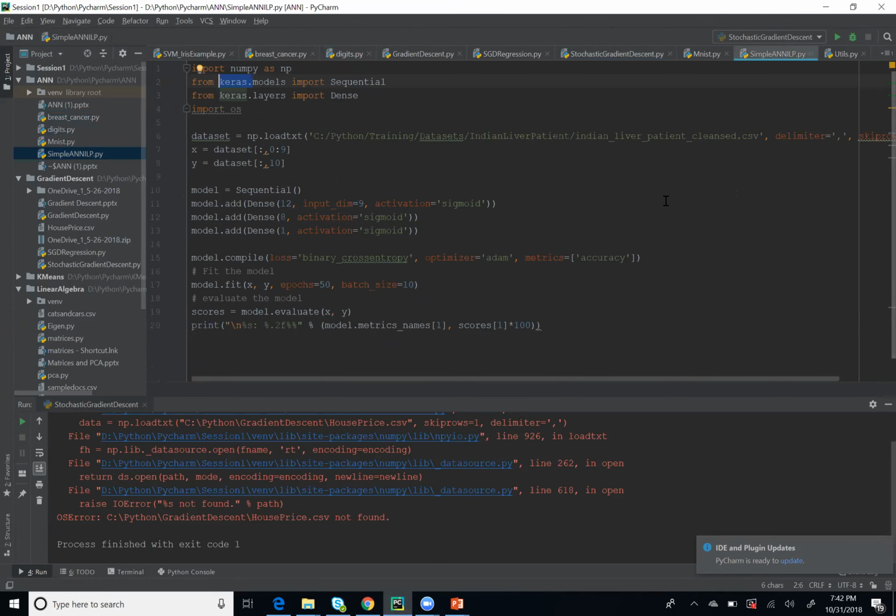It's basically using an ANN on the Indian liver patients dataset. This one actually uses a Keras model. In Keras, I use a sequential model. Dense means fully connected. So if I say dense, I basically create... can everyone see my screen?